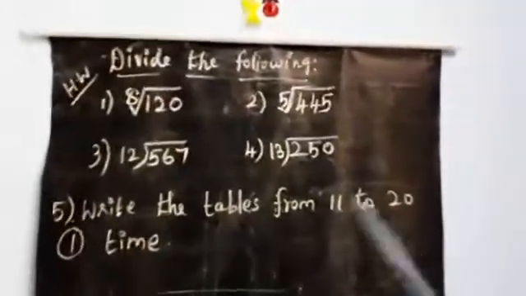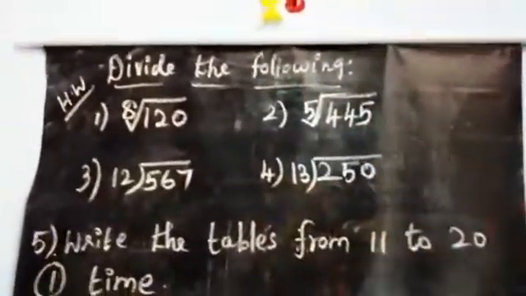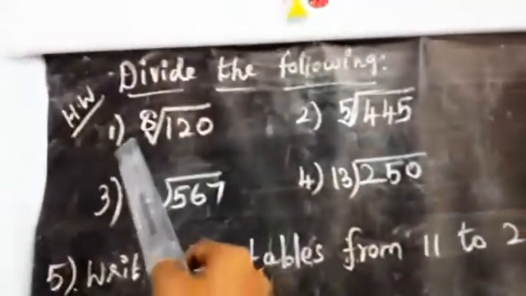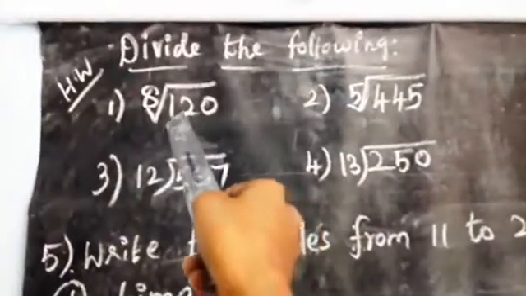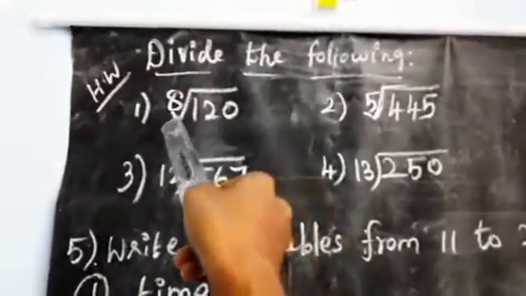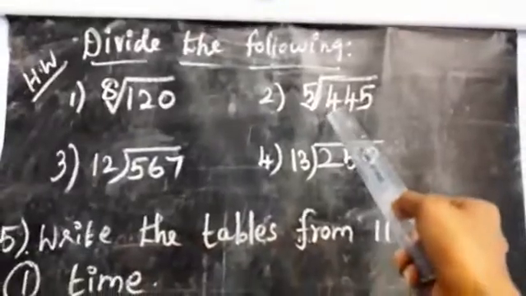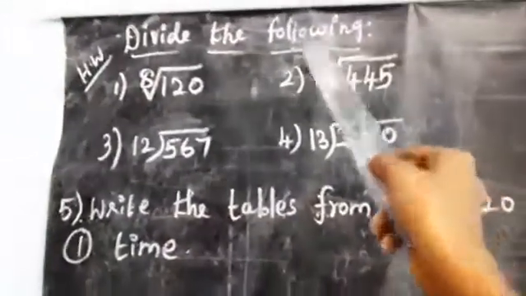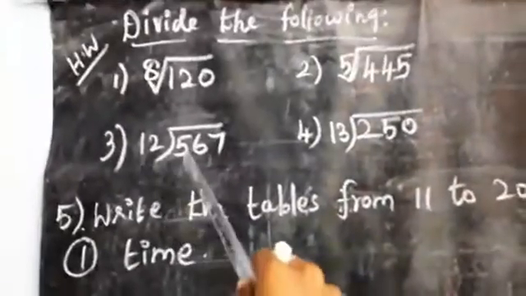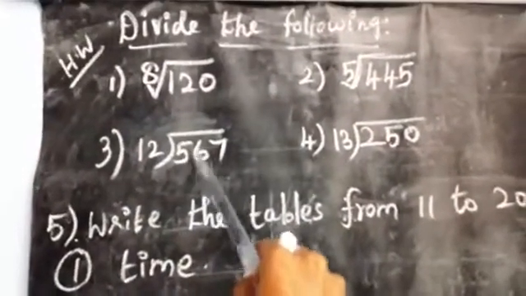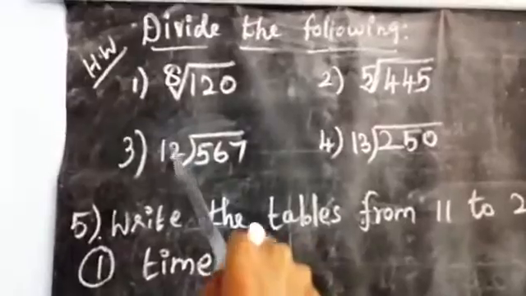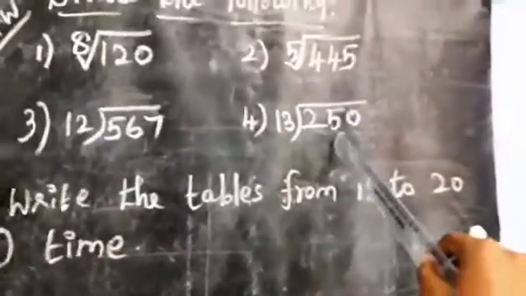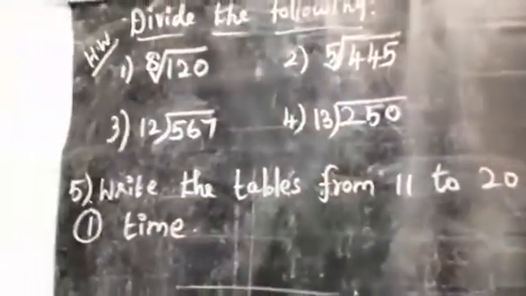Then this is your homework. Divide the following and find out the remainder and quotient. First one, divide 120 by 8. Second, divide 445 by 5. Third sum, divide 567 by 12. Fourth sum, 215 by 13.